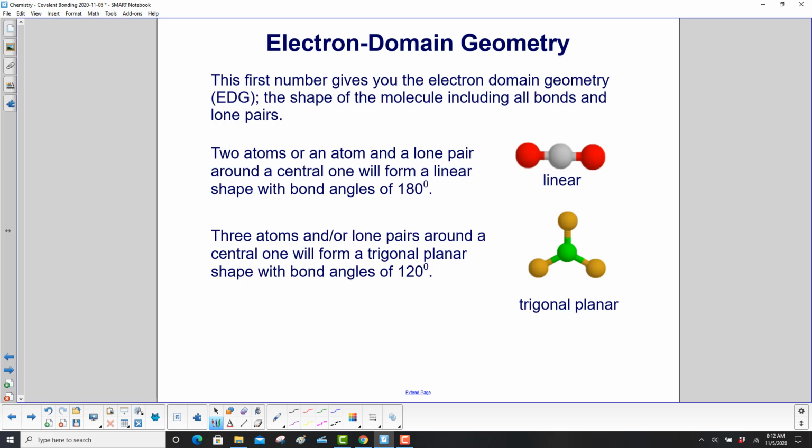The first number gives you the Electron-Domain Geometry, EDG, the shape of the molecule including all bonds and lone pairs. 2 atoms, or an atom and a lone pair around the central one, will form a linear shape with bond angles of 180. Right, that angle there is 180. 3 atoms and/or lone pairs around the central one will form a trigonal planar shape with bond angles of 120 degrees. These are all 120 degrees.